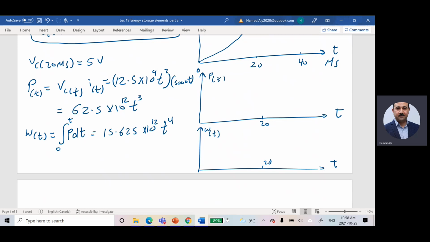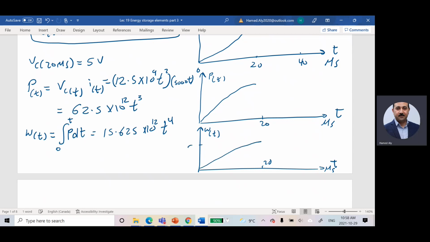You will take 2 points. At T equal to 0, and here at T equal to 0, both of them start from 0. And this is the curve at T equal to 20 microseconds. At T equal to 20 microseconds, substitute to find W and P. You will find that this curve looks something like that. And this guy also looks something like that.